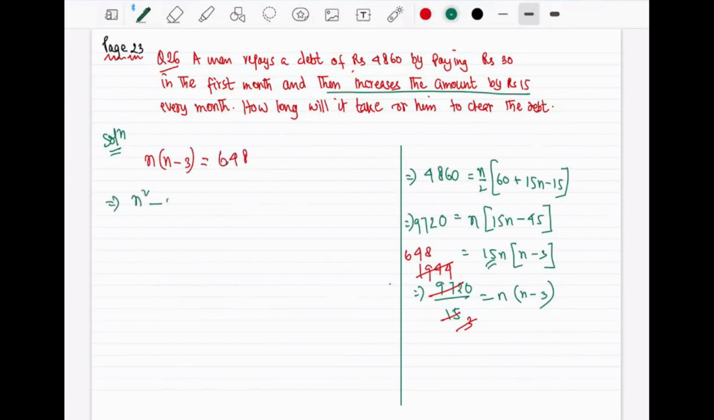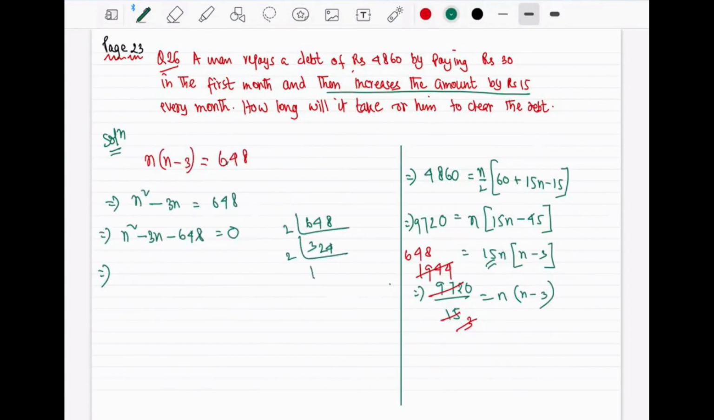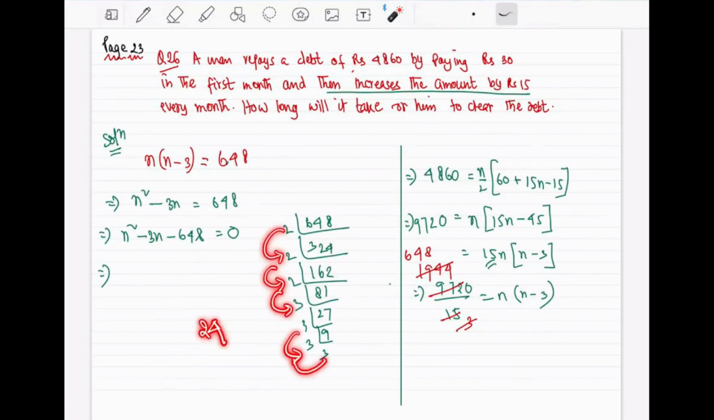Solve this. We have got n square minus 3n is equal to 648. Make it a proper quadratic equation. Now the multiplication is 648, the subtraction is 3, middle term splitting, remember? So factorize 648: 2 3s are 6, 2 2s are 4, 2 4s are 8, and continue like this. What values shall we take so that the subtraction is 3? 8 3s are 24, 9 3s are 27. We can take 27 and 24.